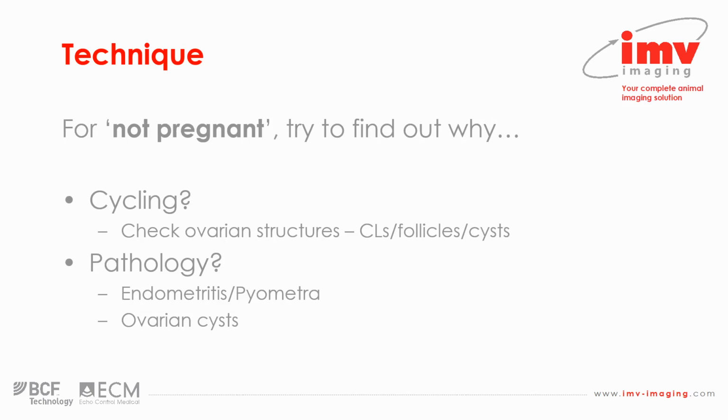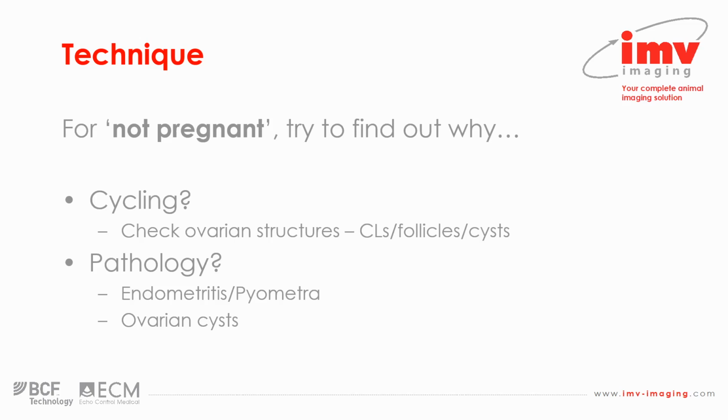For animals for which you call not pregnant, don't just leave it at that. Obviously, try to find out why. So first of all, check the entirety of the reproductive tract, remembering it's important to check the ovaries. Is this animal actually cycling? And if so, is she cycling normally or is she cycling abnormally?